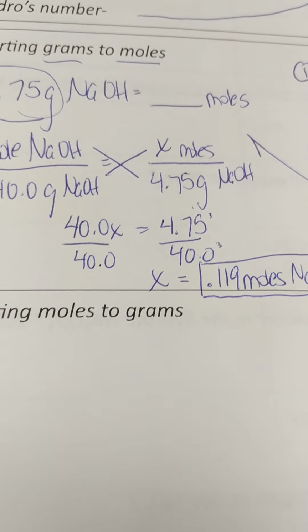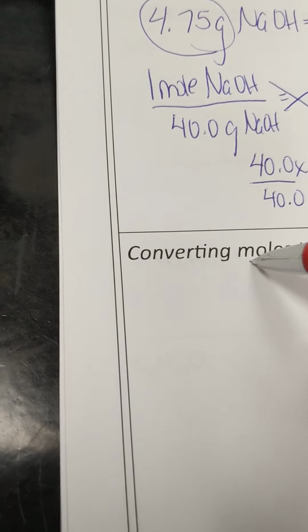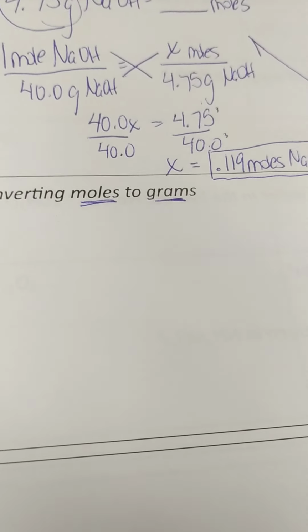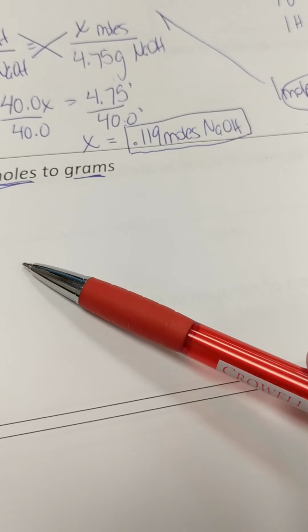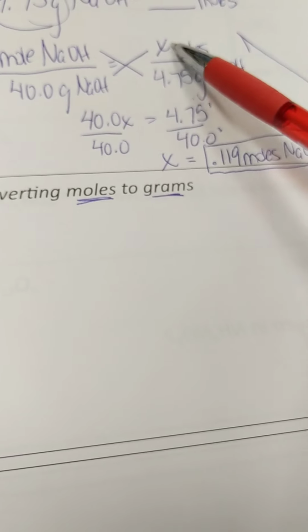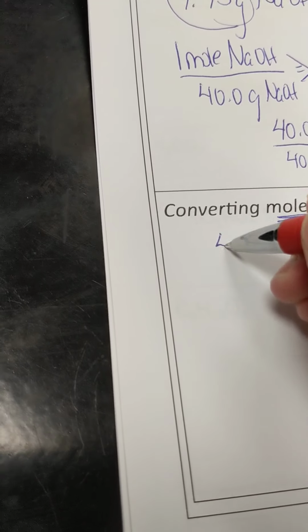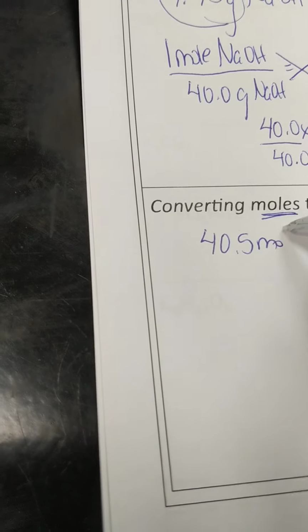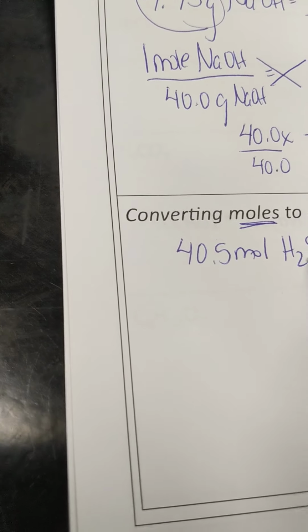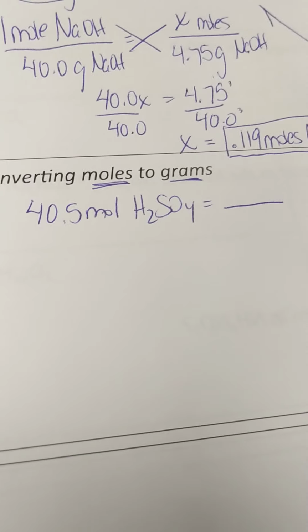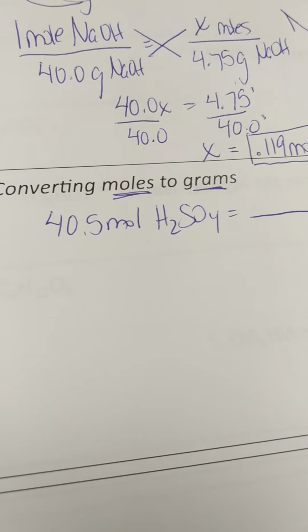Then if I'm going the opposite way, moles to grams, it's the same thing. I'm still going to find my gram formula mass first. I'm still going to set up a proportion. It's just that now my x is going to be my grams instead of my moles. So now if I have 40.5 moles of H2SO4, I want to know how many grams that is.